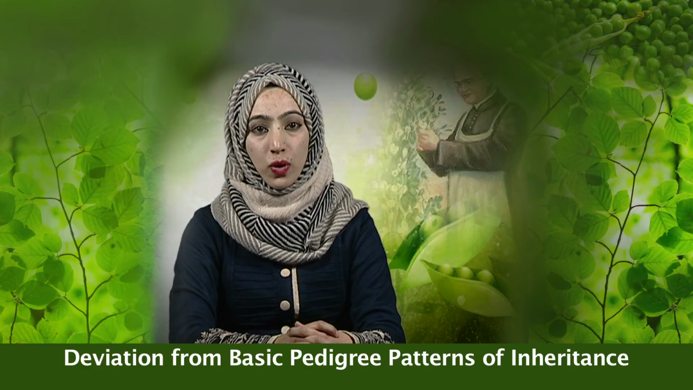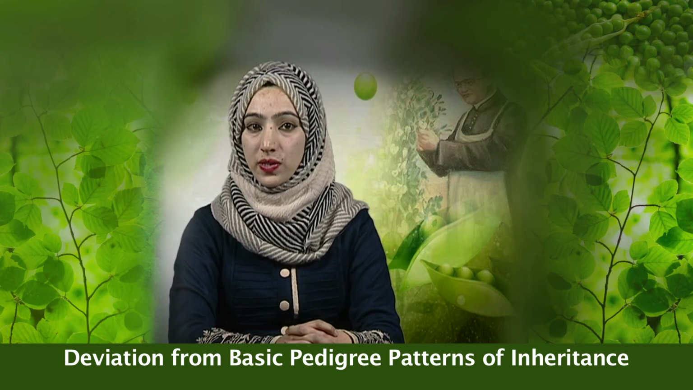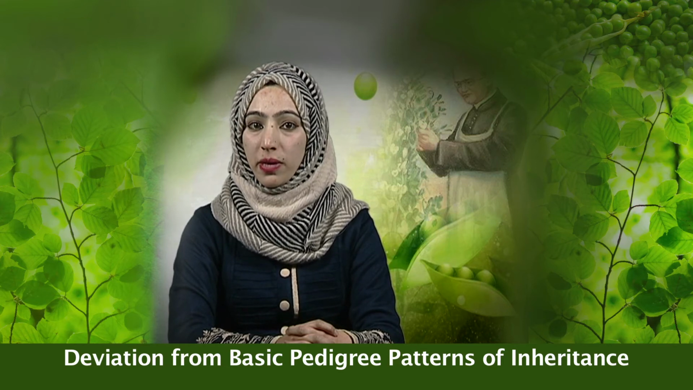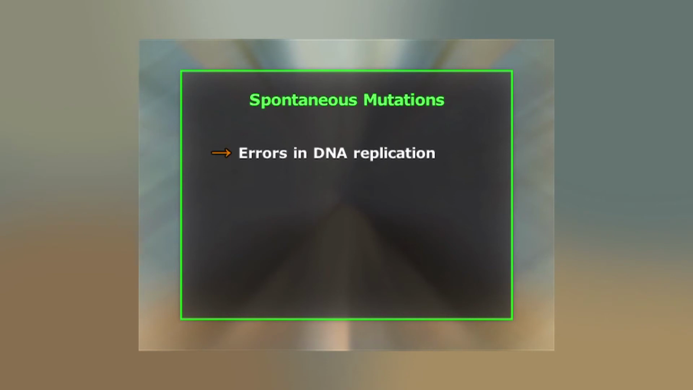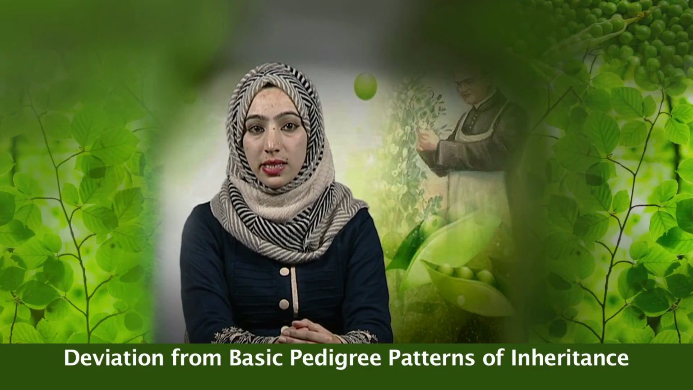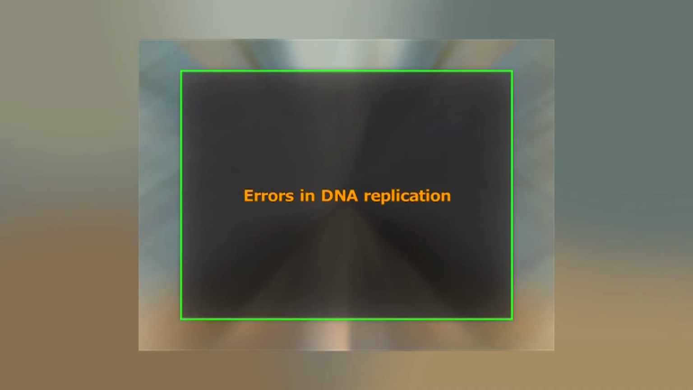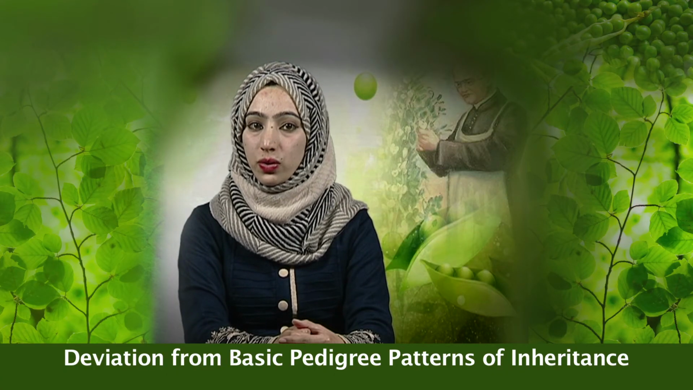They may be truly spontaneous, resulting from an inherent low level of metabolic errors, that is, mistakes during replication, or they may actually be caused by mutagenic agents present in the environment. Spontaneous mutations arise from a variety of sources, including errors in DNA replication, spontaneous lesions, and transposable genetic elements. Now, let us discuss them one by one. So, the first type of spontaneous mutation is errors in DNA replication. The error in DNA replication can result from one of the following three causes.